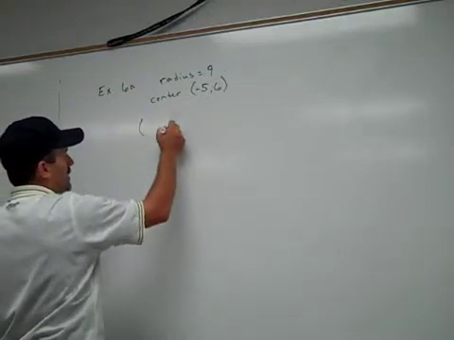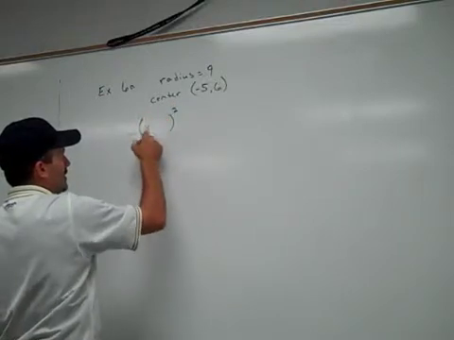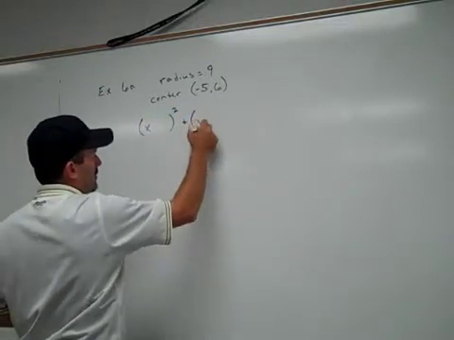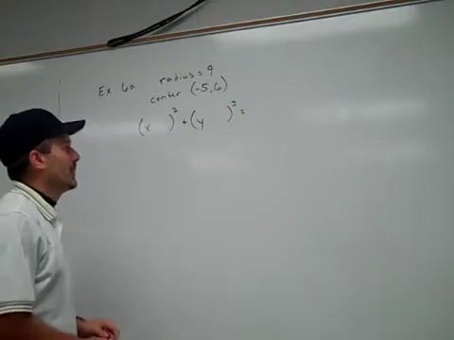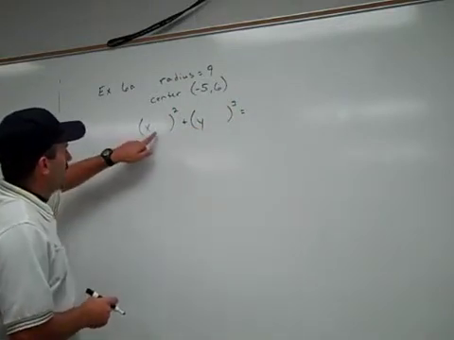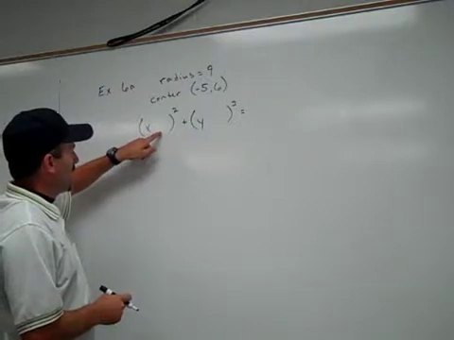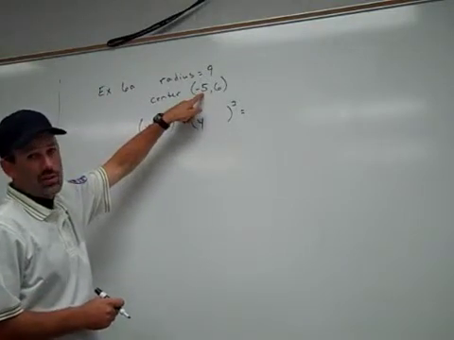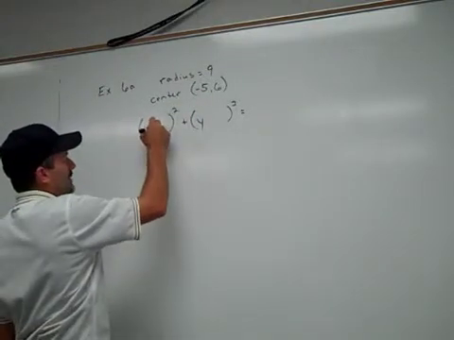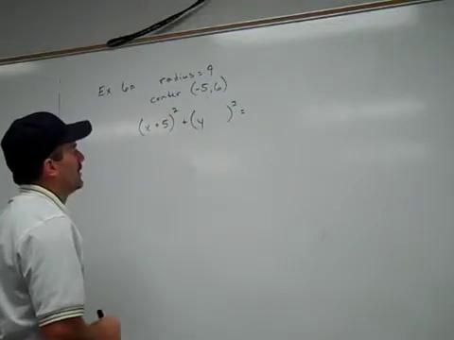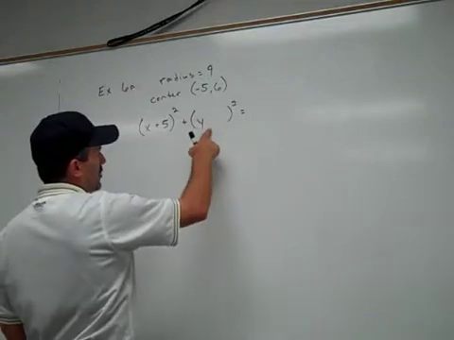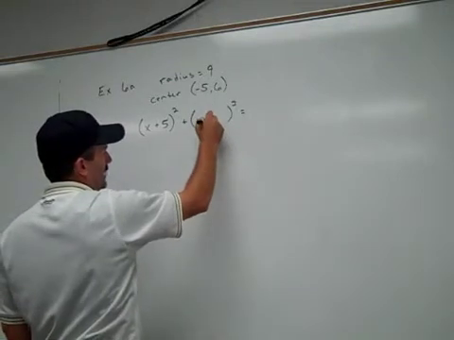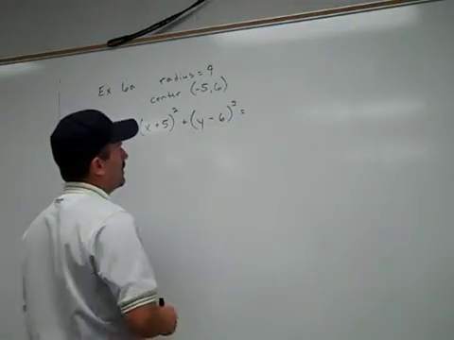Well, we know that the basic equation for a circle is the x stuff squared plus the y stuff squared equals the radius squared. And if you remember, the value that goes in here has to be the opposite of your x-coordinate. So that means this is going to be x plus 5. That moves the center of the circle 5 units to the left. This one has to be the opposite of that, so we're going to have y minus 6.